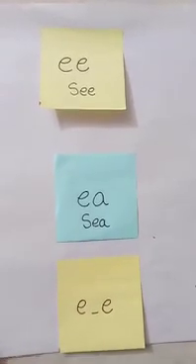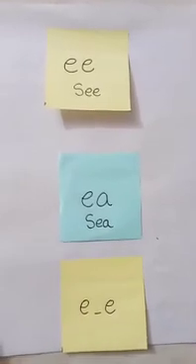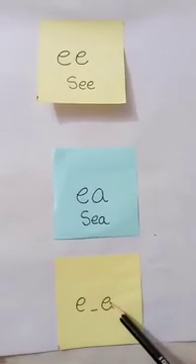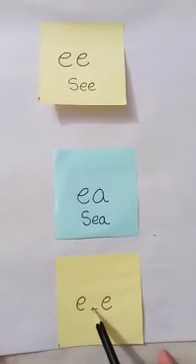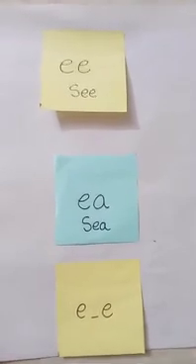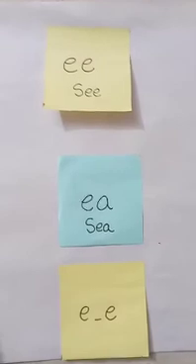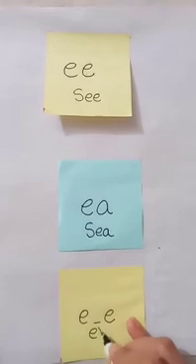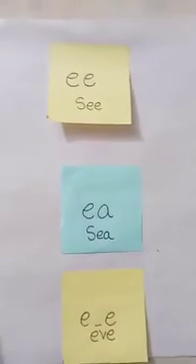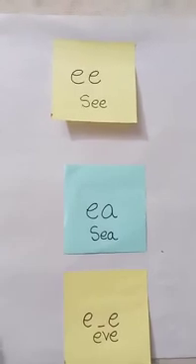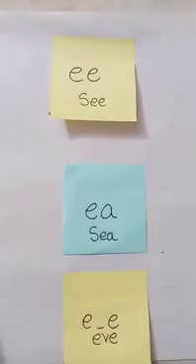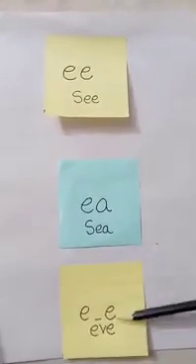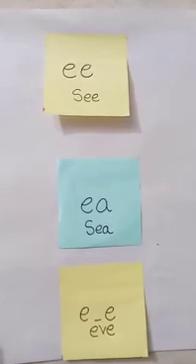The sea is very deep. The sea is blue. The last one is E and another E, but there is a gap in the middle. It shows that another letter can come in the middle, but the sound will be E. Like Eve. I went to an Eve. So there are three ways in which we can tell the sound of letter E. E, E, E.